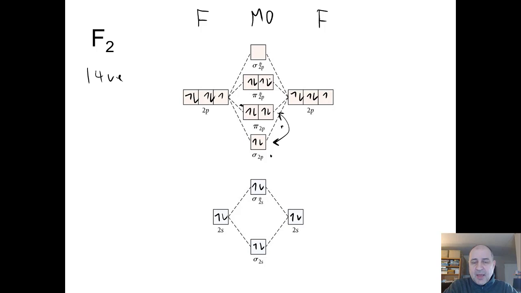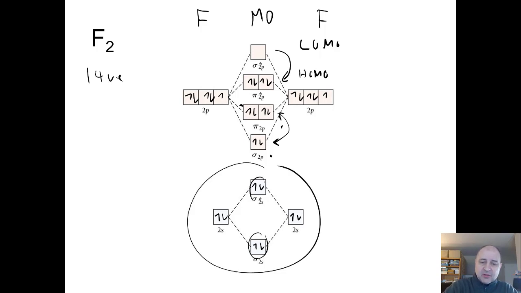So we do have some anti-bonding electrons, but it doesn't matter. We still have an overall net energy change, which contributes to bonding. And here's the HOMO-LUMO gap, right? This is the HOMO, and this is the LUMO. But we can calculate our bond order. You can include these electrons, but it's 2 minus 2, so they cancel each other out as far as bond order is concerned.